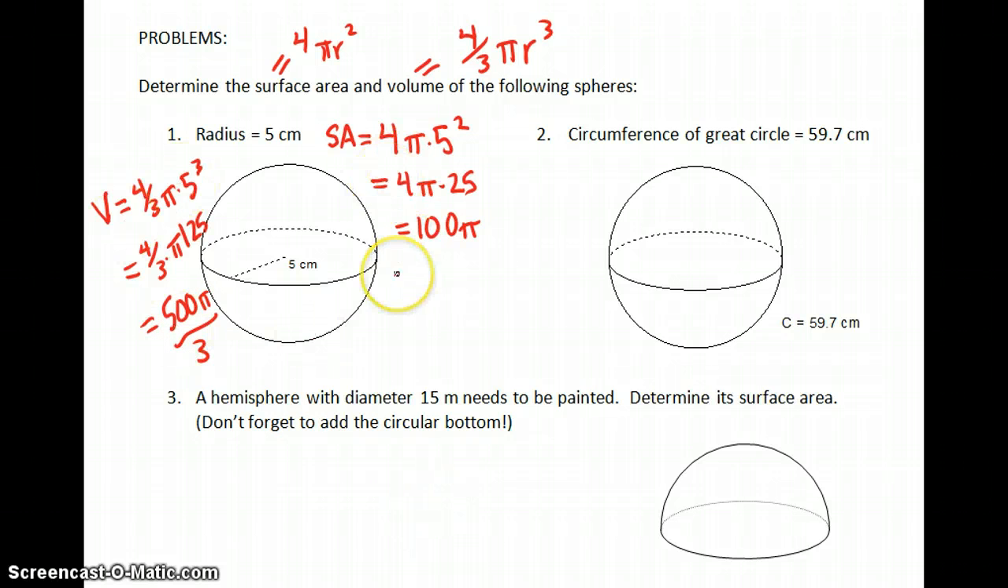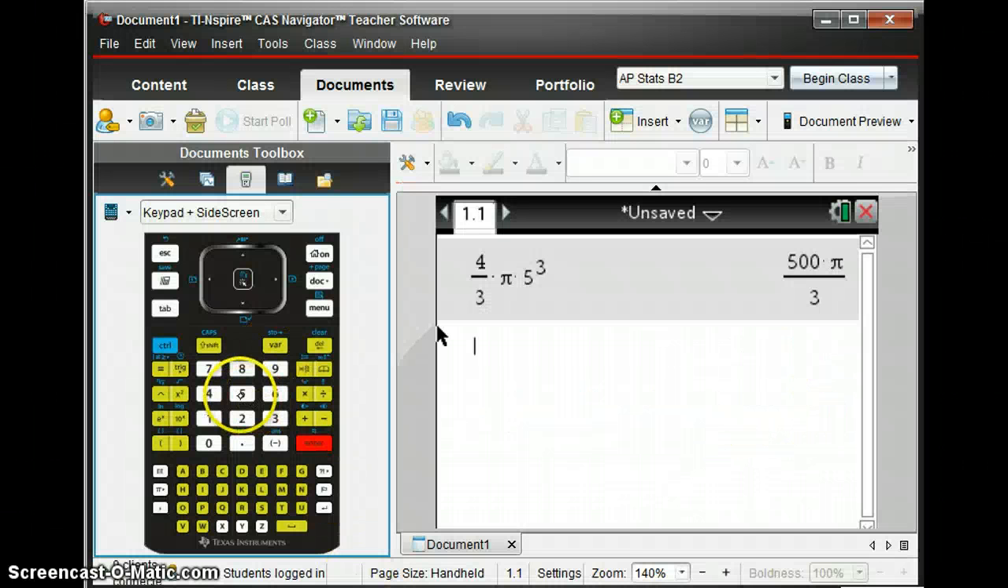Anxious as to why these work yet? Okay, we'll get there. Actually, we'll do two more before we go there. Circumference of this great circle is 59.7. Remember, that's 2 pi r. So from this, we can find r pretty quick. And from that, then we can do everything we need to do. So 59.7 was 2 pi r. So I take 59.7 and divide it by 2 pi.